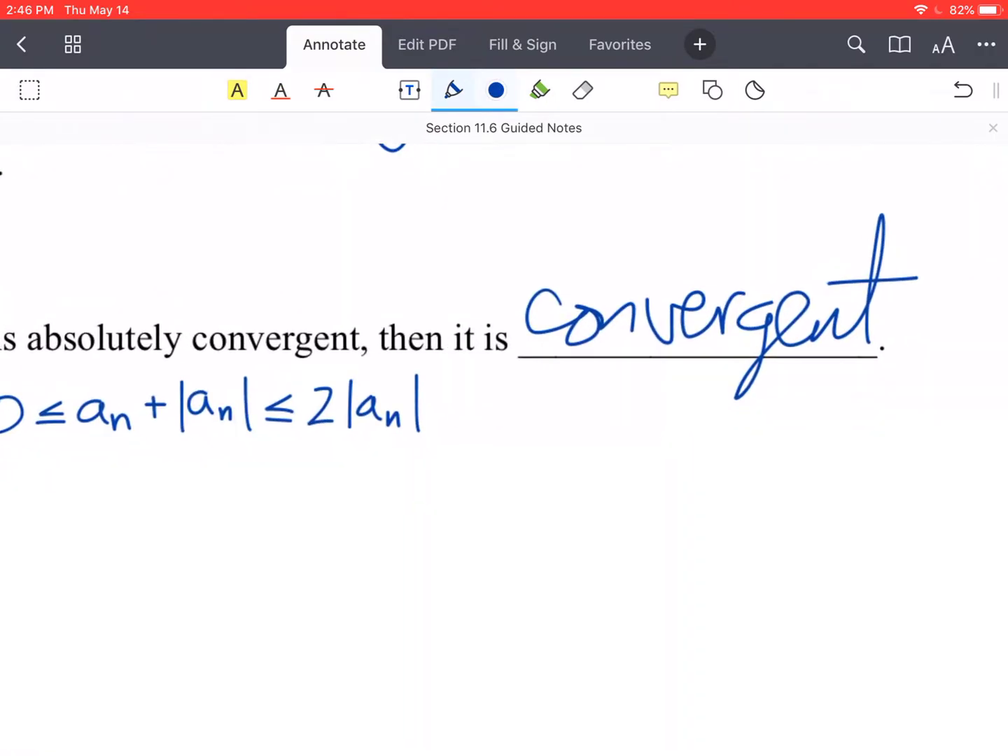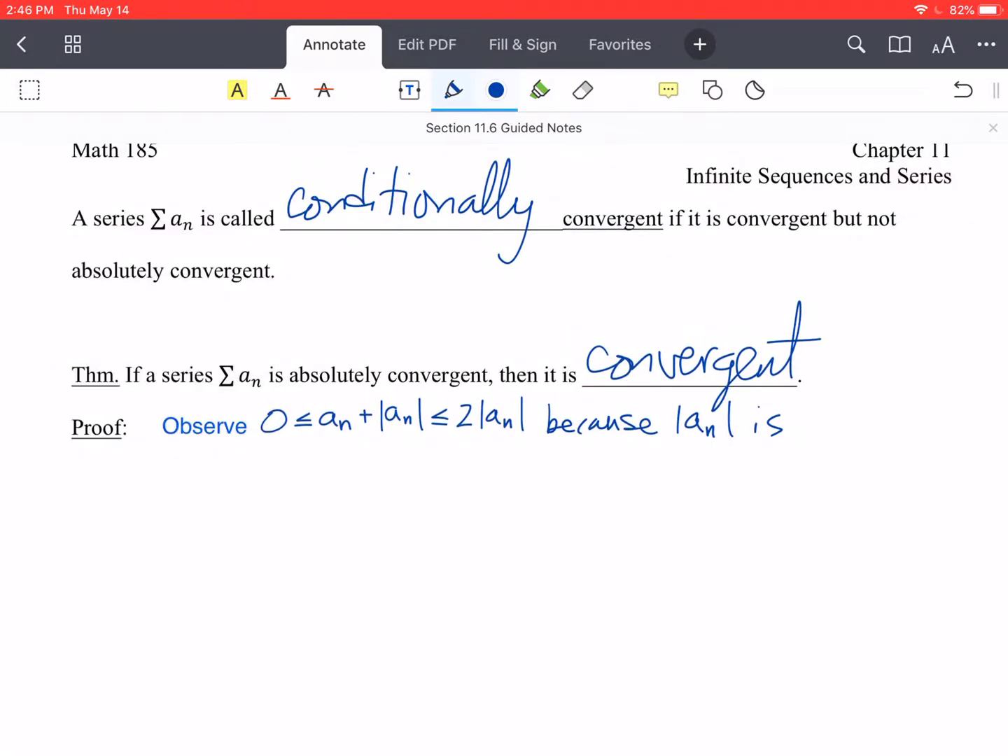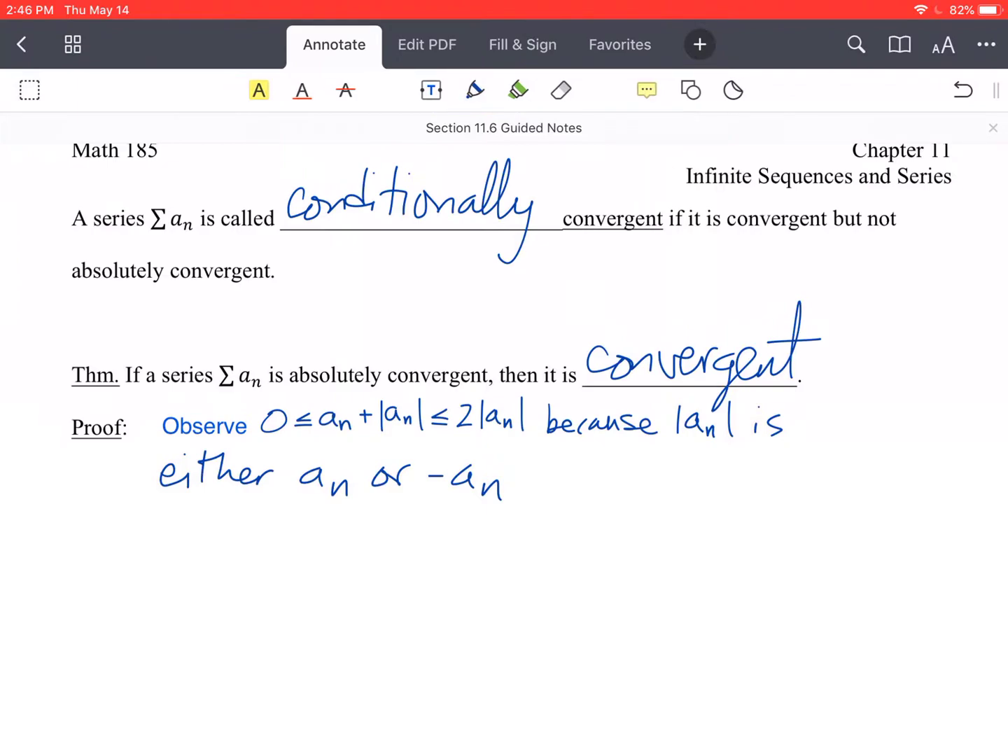And this is because the absolute value of the series is either just the series itself or the opposite of the series. So if the series had a negative value, the absolute value is positive, in which case they balance out to 0. But if the series was positive, the absolute value just keeps it positive, so their sum would just be double. So those are the two boundaries on those outcomes.